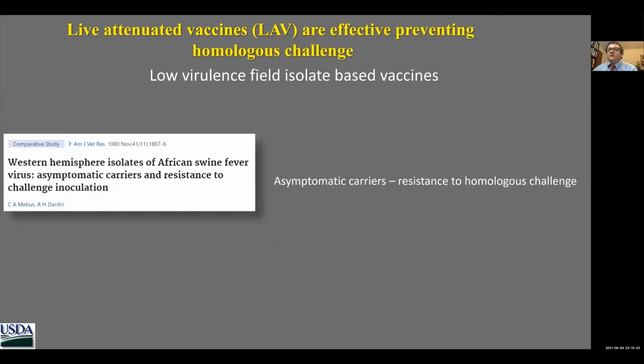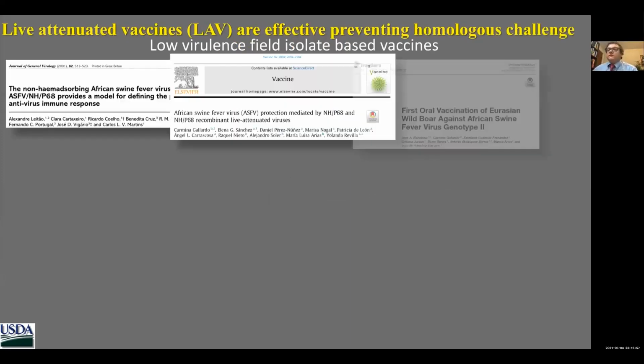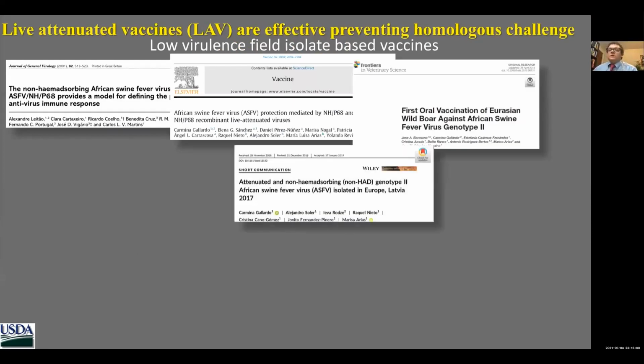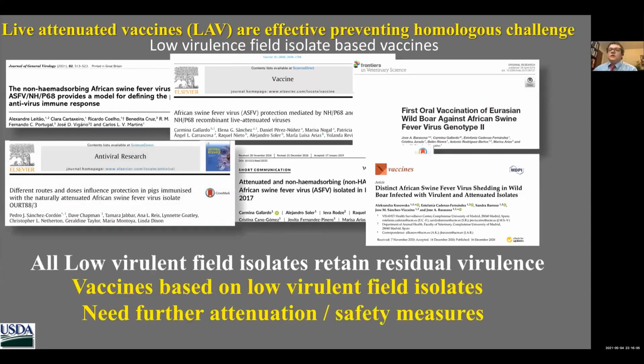It was first shown in the 1980s that asymptomatic carriers were resistant to homologous challenge, bringing the idea that a low virulence field isolate could be used as a vaccine. There have been several reports since then that looked at different low virulence field isolates and tested them against homologous challenge. In all of these cases, the same thing happened. All low virulent field isolates had some level of residual virulence. That means that vaccines based on low virulent field isolates do need some sort of further attenuation or some sort of vaccine safety, because this residual virulence is not something that we want to put out into commercialization.